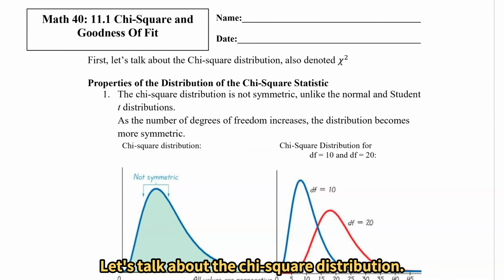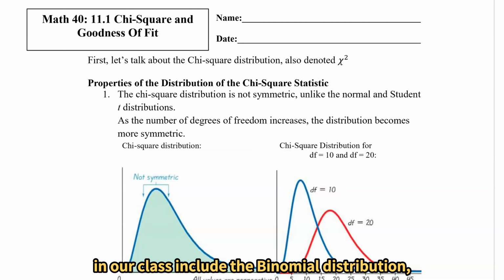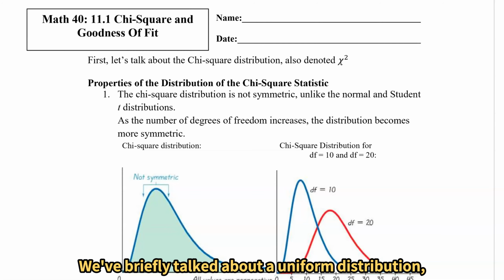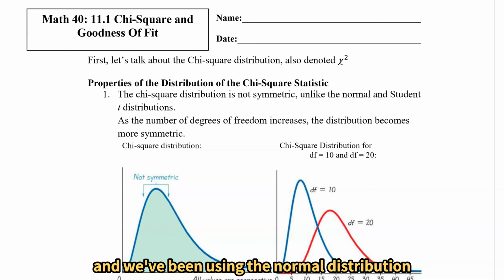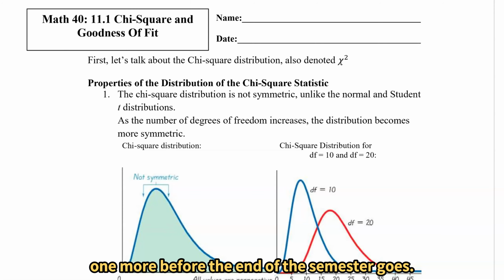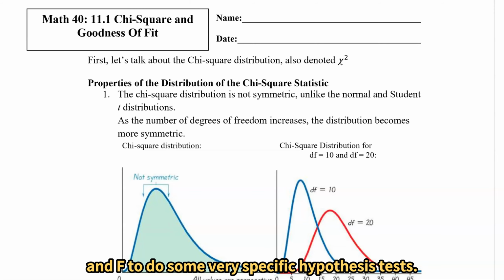Let's talk about the chi-square distribution. So the distributions that we've talked about so far in our class include the binomial distribution, which is a discrete probability distribution. We've briefly talked about a uniform distribution, and we've been using the normal distribution and the t-distribution. Here we're looking at another continuous probability distribution called chi-square, and we'll have one more before the end of the semester goes. It's called the f-distribution, and we need chi-square and f to do some very specific hypothesis tests.